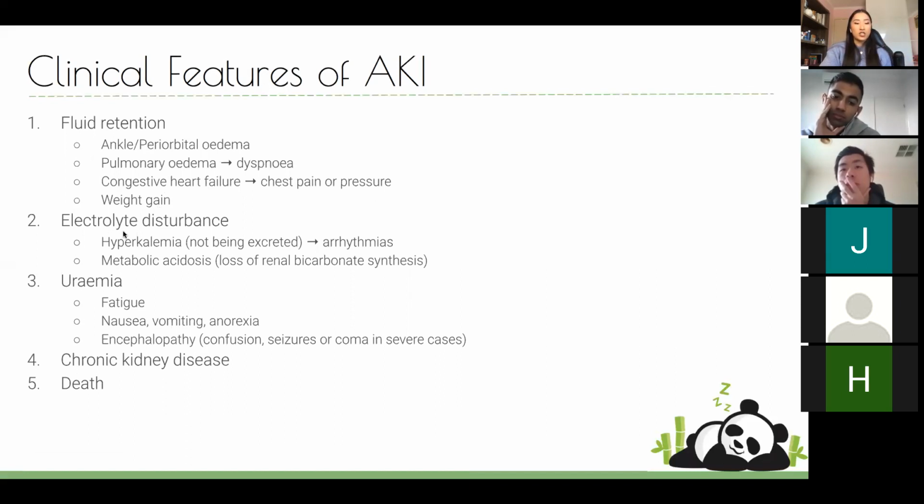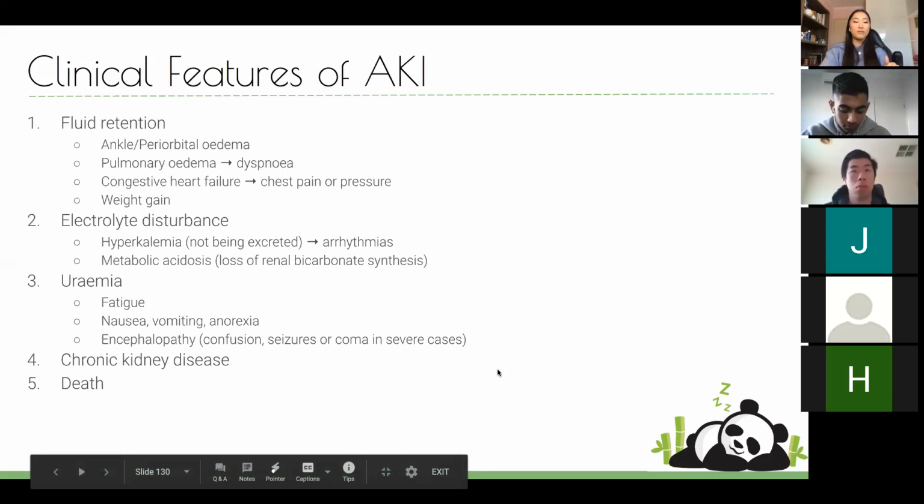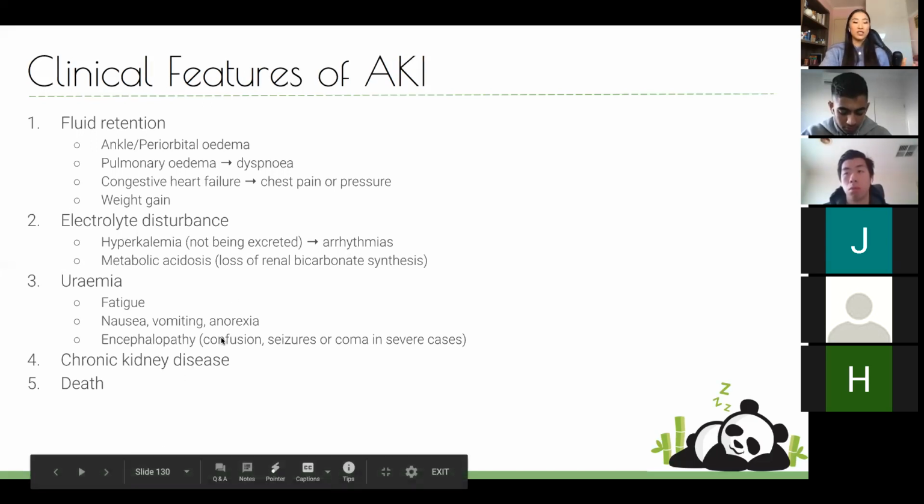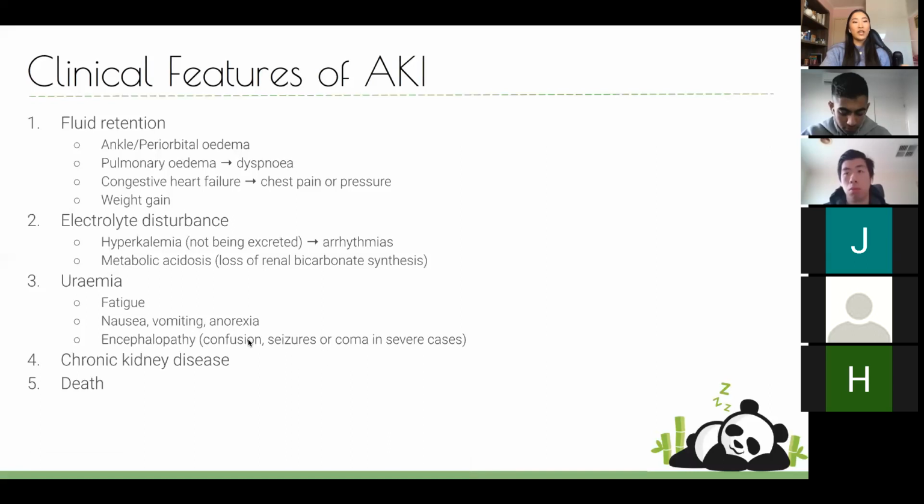You also get electrolyte disturbances because things aren't filtering properly. So hyperkalemia, which can cause arrhythmias, that's a big red flag, and metabolic acidosis. We'll talk more about electrolyte disturbance in CKD because that's more of a late sign. And then uremia, this is when it's bad and you're not getting your urea excretion, and that can present with a whole host of issues, which we'll go into detail about. AKI, if it's not treated, can progress to CKD, which untreated will cause death, or even treated can probably cause death, unfortunately. So you definitely want to catch AKIs early and treat them aggressively.